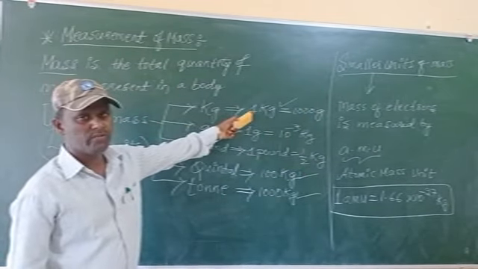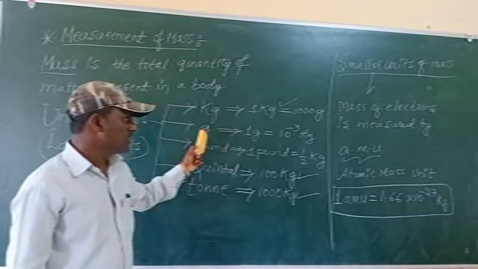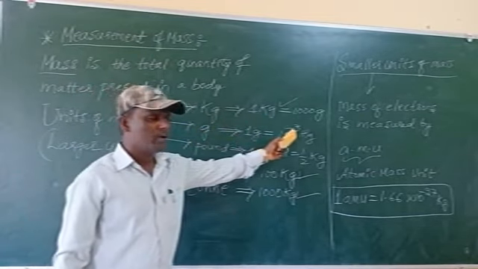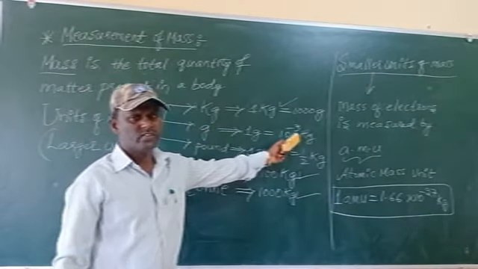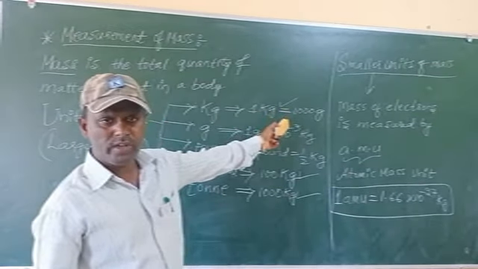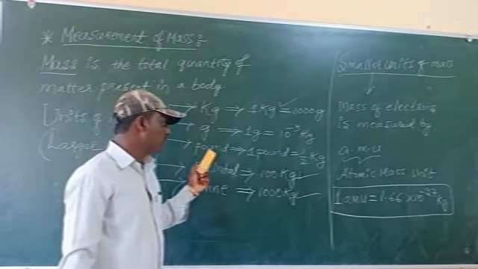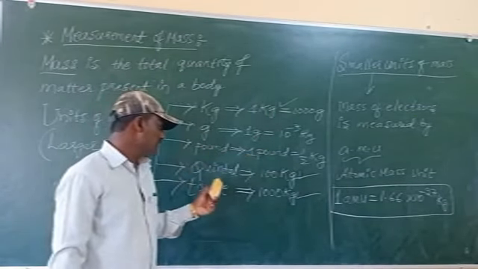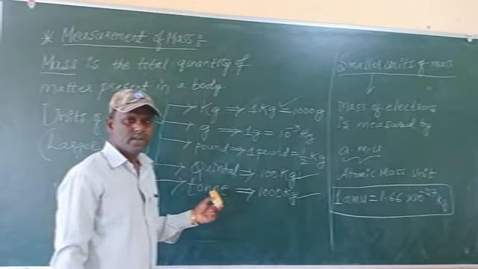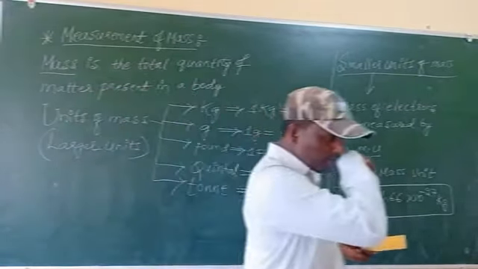Kilogram is 1 unit of mass. 1 kg is how much? 1000 gram. Gram is another unit. 1 gram means 10 to the power of minus 3 kg. Yes, 1 kg is 1000 gram, so 1 gram means 1 by 1000 kg, and 1 by 1000 is 10 to the power of minus 3. Pound: 1 pound is half a kg. Quintal, ton, right? These are the units of mass.